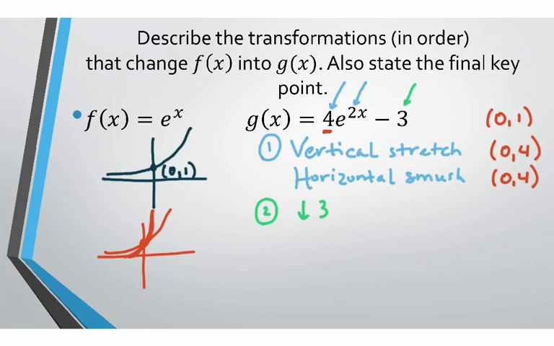So vertical stretches or smushes either. Vertical does change your key point, horizontal does not. Very important thing to know. Now we have to move this point down 3, so that's going to put me at 0, 1. So if I were graphing this, my final key point would be labeled 0, 1.